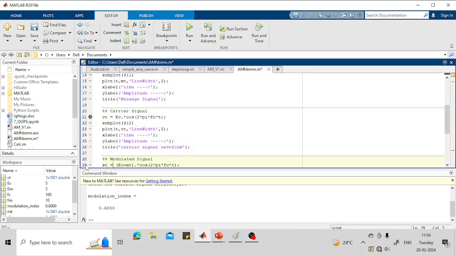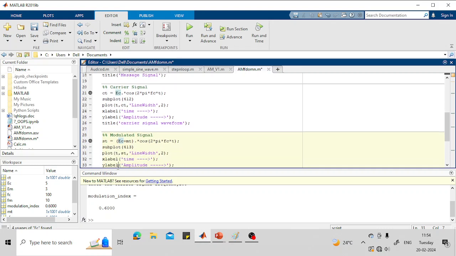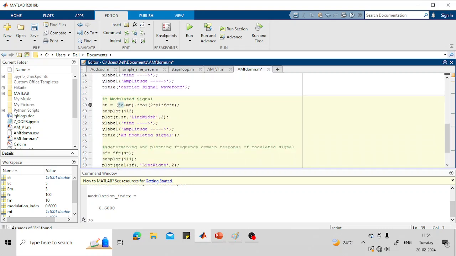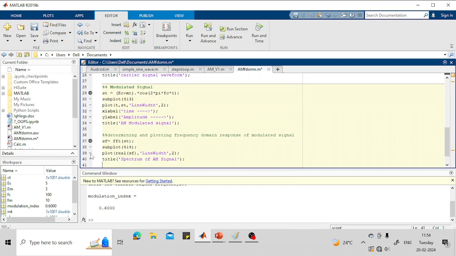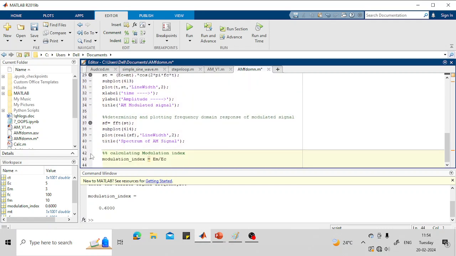At this stage second breakpoint, so that once I run the code up to the first breakpoint, I will be able to see the message signal. For the second breakpoint, I will be able to see the carrier signal, and for the third breakpoint, I will be able to see the modulated AM signal. After that, we will be able to see modulation index and frequency spectrum. Fine, I'll be running the code.